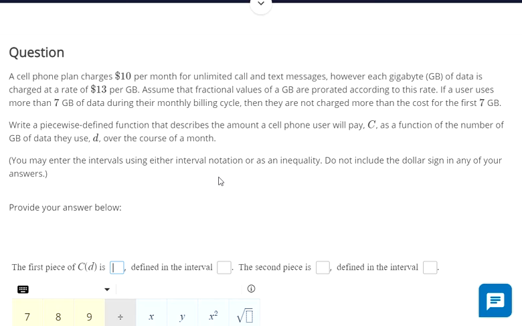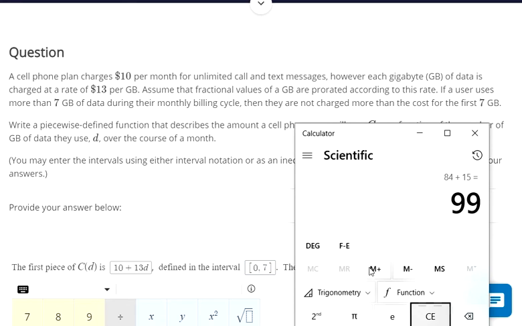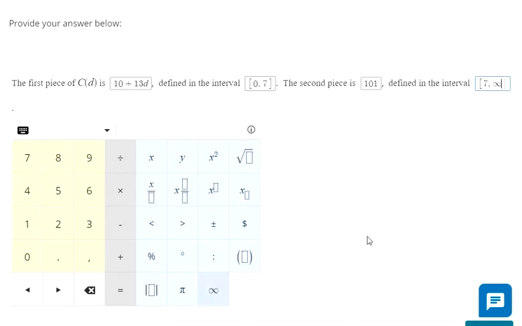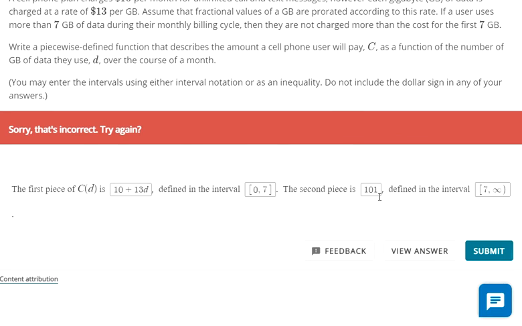C of D. This is the same word problem, just different numbers. It's $10 a month plus $13 for every gigabyte. This is defined for everything up to 7 gigabytes. So I'm going to say 0 to 7 because you can't have negative gigabytes, right? And then the second piece, at 7 gigabytes, $13 each plus the $10 a month. We're at 101 for the cost, and this is from 7 to infinity. Doesn't matter how many gigabytes you have after that. Remember, parentheses for infinity.